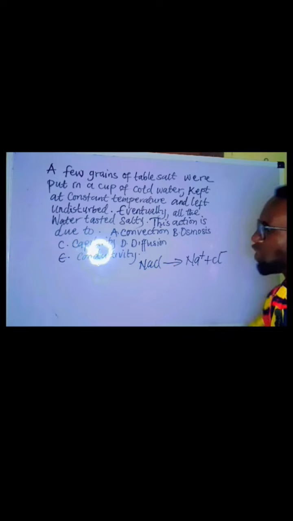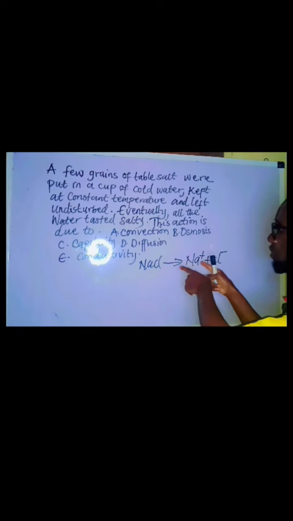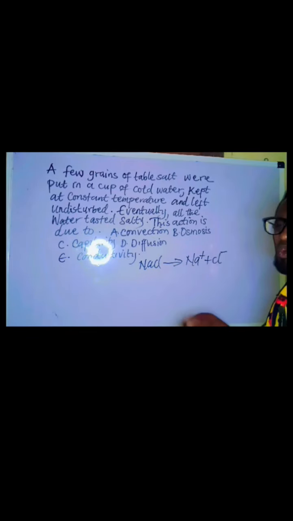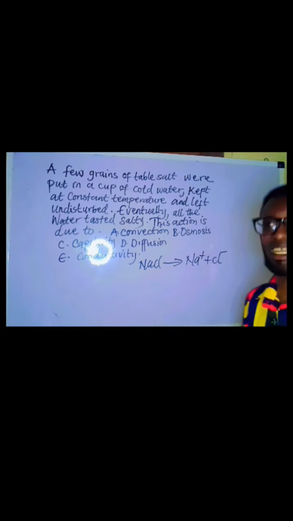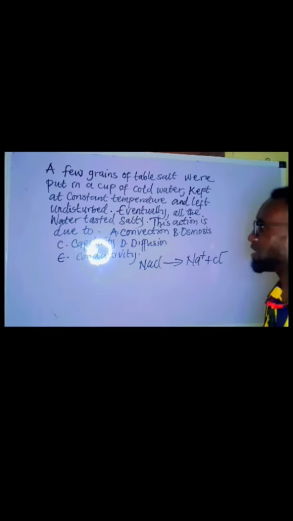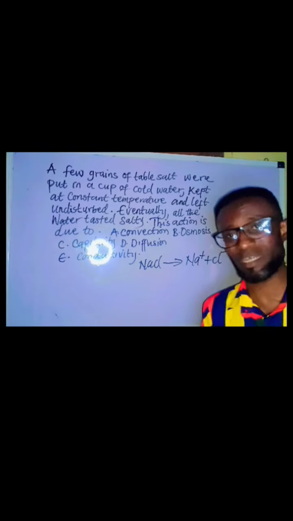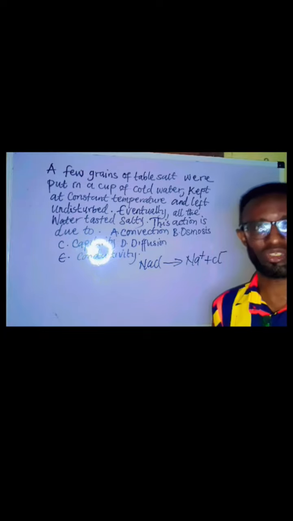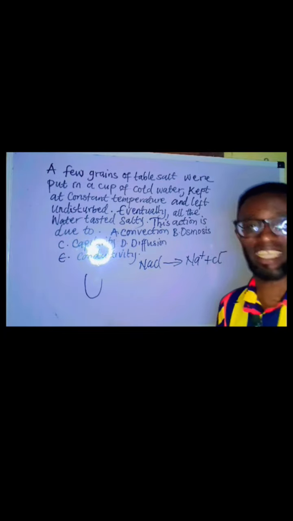By doing so continuously, the table salt in that water will move randomly until it is evenly distributed. When it is evenly distributed, it means that the whole water will taste salty. This is diffusion. Remember, diffusion is the movement of particles like salt particles from the region of higher concentration to the region of lower concentration until they are evenly distributed.